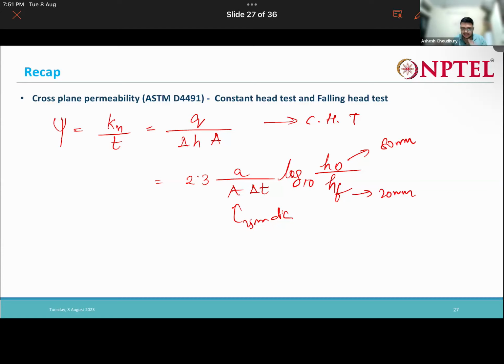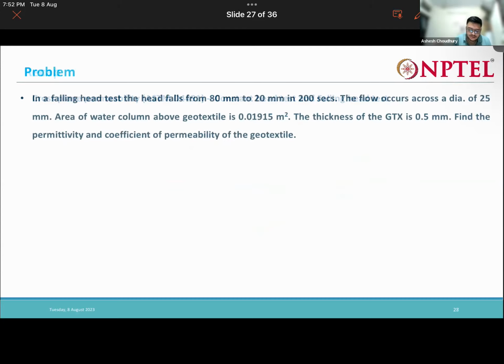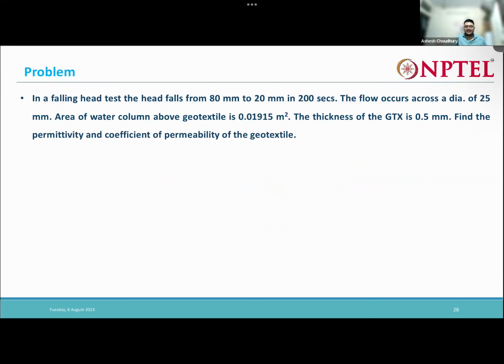These tests were discussed in detail in the theory lectures, so I won't repeat them. There is a specified size of specimen and a specified normal pressure under which you need to conduct the test. Let us solve this one. In a falling head test, the head falls from 80 to 20 mm in 200 seconds. The flow occurs across a diameter of 25 mm. Area of water column above the geotextile is 0.01915 meters square. The thickness of the geotextile is 0.5 mm. Find the permittivity and the coefficient of permeability of the geotextile.